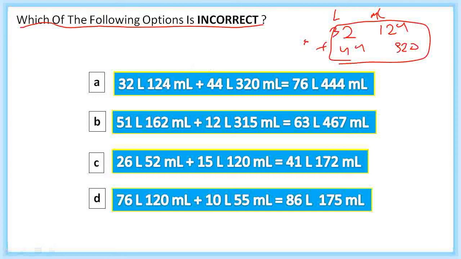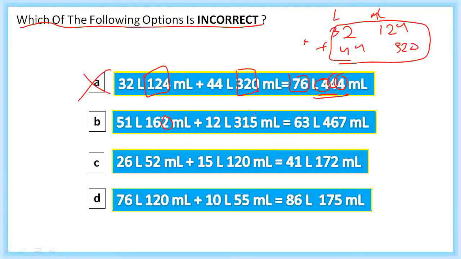If you notice the numbers properly, a carry over will happen only if the sum of the milliliters is greater than 1000. But if you notice, there's no such case. So we're going to compare the last digits first. We get 4 plus 0 to be 4. Then 2 plus 2 to be 4. 1 plus 3 to be 4. Then we have 444. And 2 plus 4 to be 6, and 3 plus 4 to be 7. So in this case, A is the wrong answer. Okay, B option.